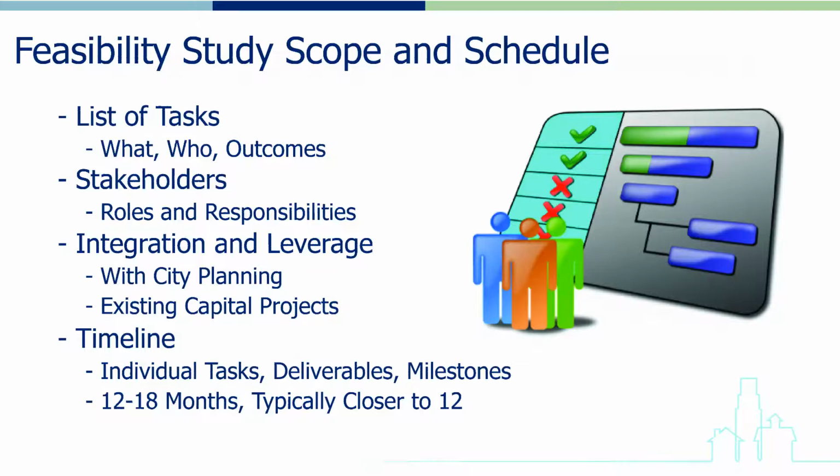A rough timeline should also be included to ensure that all stakeholders have the same understanding of the amount of time it will take to initiate and complete an audit-grade technical feasibility study for their community microgrid. If possible, estimated start and stop dates for individual tasks should be included, along with a list of key deliverables and milestones. Although there are no hard and fast rules, a typical feasibility study should take somewhere between 12 to 18 months, depending on the scope and complexity of the microgrid being analyzed. In most cases, the timeline should be closer to 12 months than to 18.